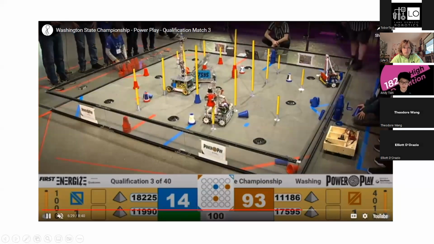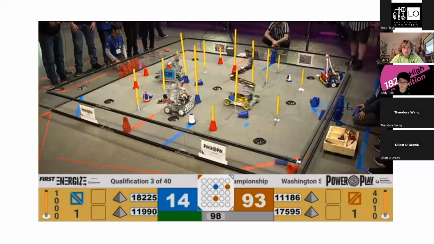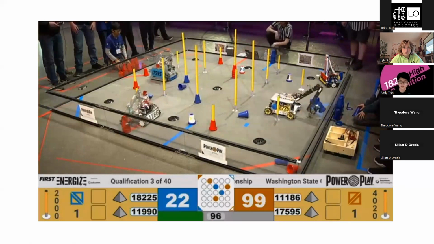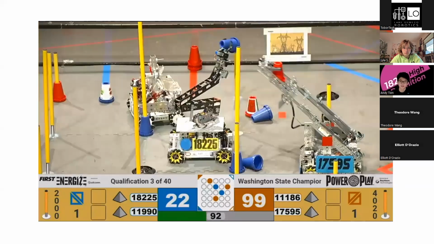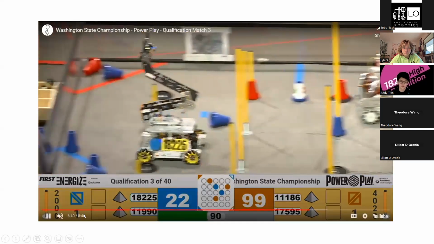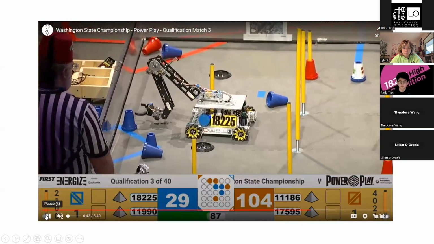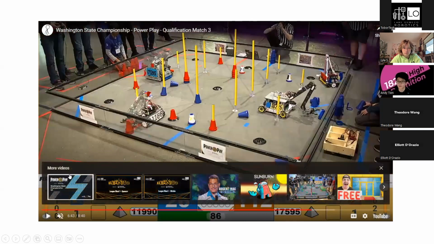This is a cycle from one of our qualification matches during states. As you can see, it's a giant arm that swings around and grabs something, and then it uses vision to align with a pole and to grab. So once again, I'll give you guys 3 minutes. Once again, what are the points of failure and how does it adhere to our other principles?